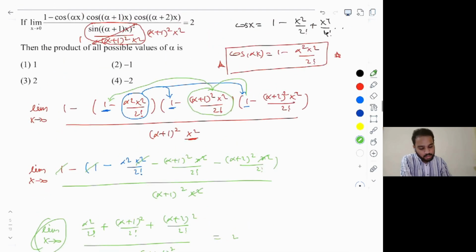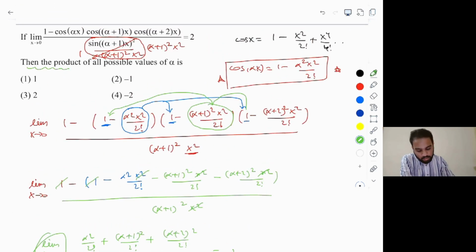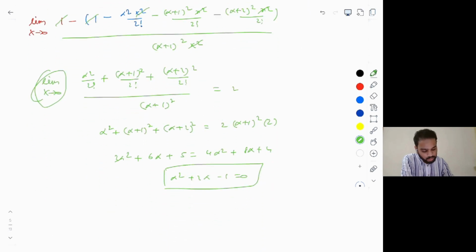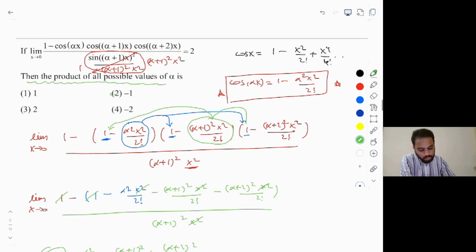So let's look at what's the required part here. We have to find out the product of all possible values of alpha, right? So directly we don't need to find out the roots, because we just need the product of values here. Simply apply product of the roots. Alpha 1 into alpha 2 is equal to c by a, which is minus 1. So directly it should be option 2 here.